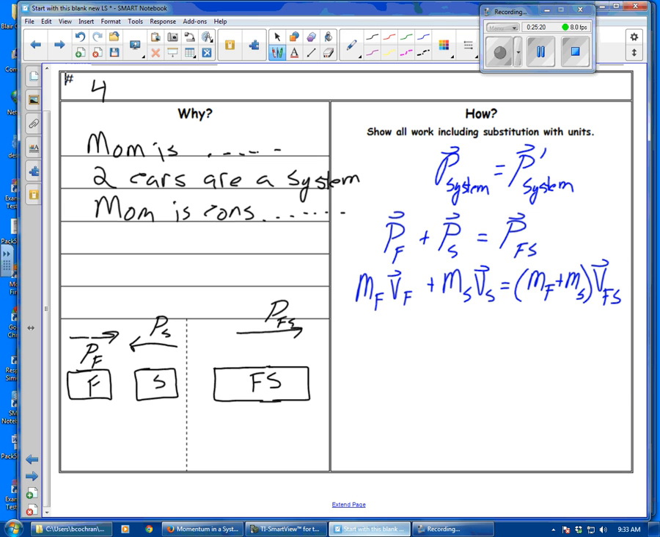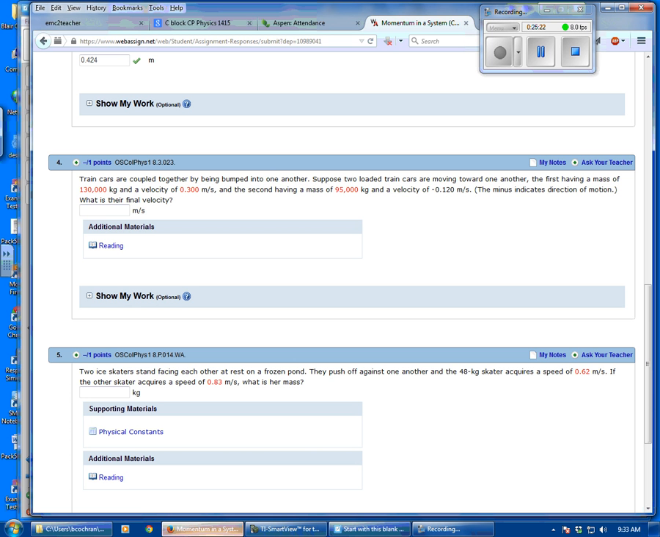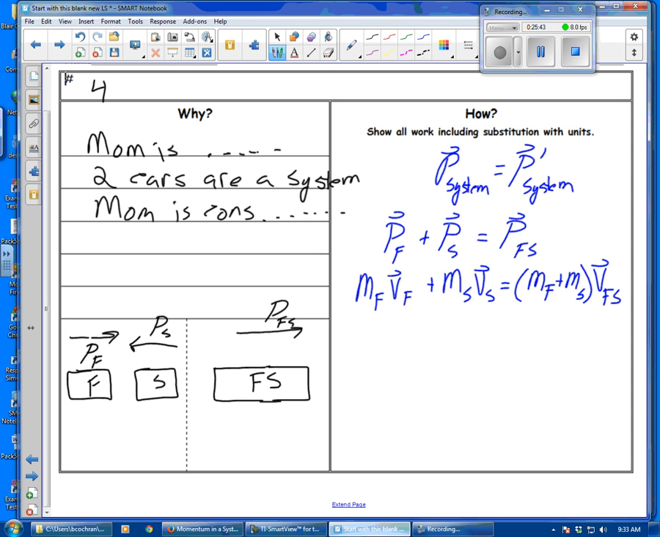Let's see if I know these numbers. I have the inertia of my first one, 130,000 kilograms. Velocity of my first one, positive 0.3. Second one, I know the inertia, 95,000, excuse me. Its velocity, negative 1.2. So they've already assumed for me that to the right is positive and to the left is negative. So at this point, I'm substituting in my values.